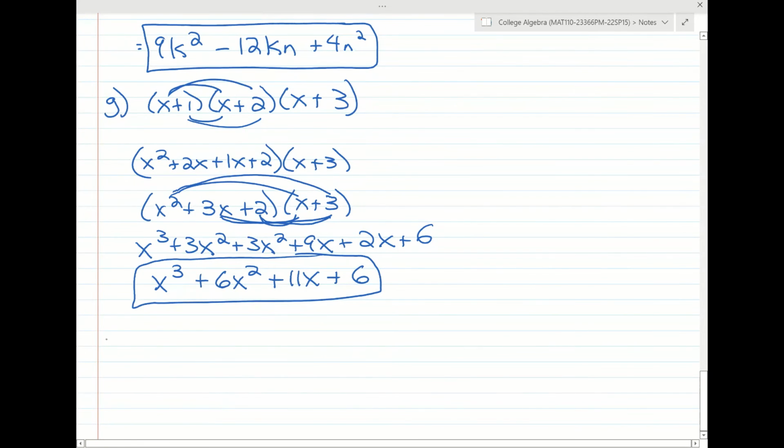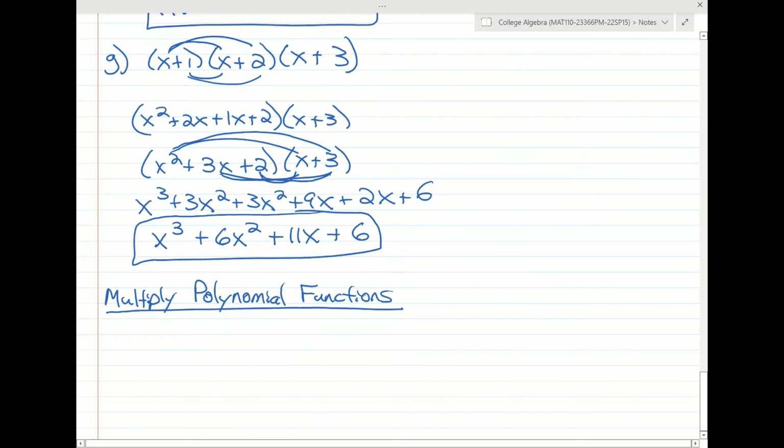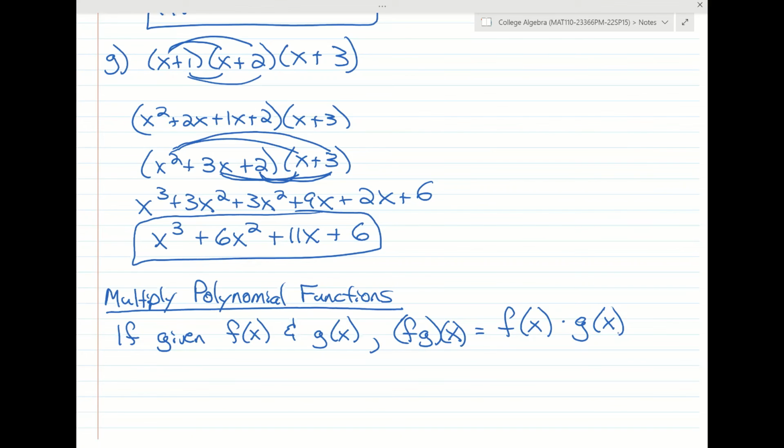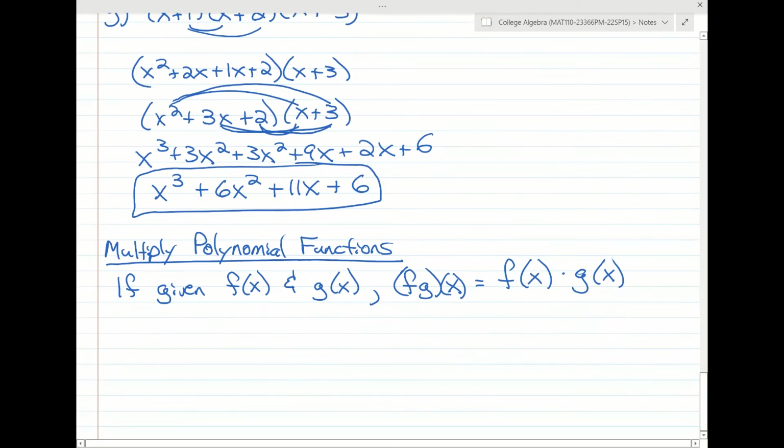Okay, and to finish up this section, I wanted to talk about how to multiply polynomial functions. And all this means is if given f of x and g of x, fg of x just means f of x times g of x. There's a lot of jargon here, but it's quite simple. So let me show you a couple examples.